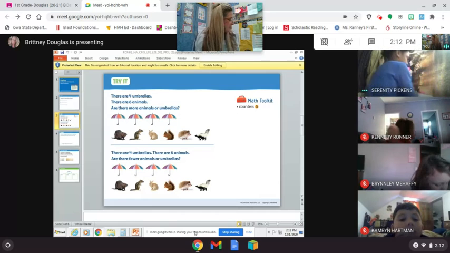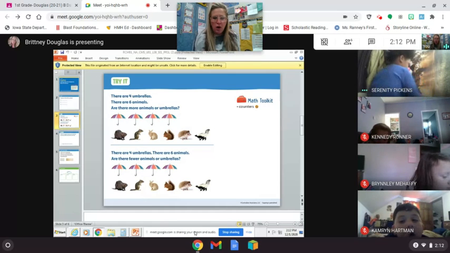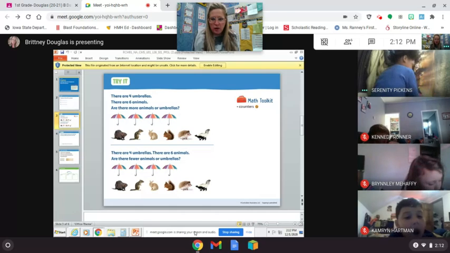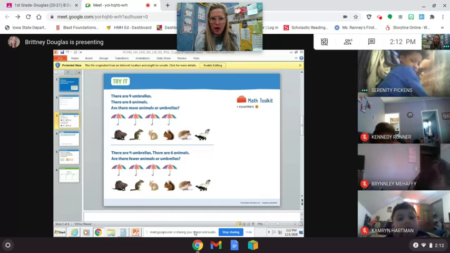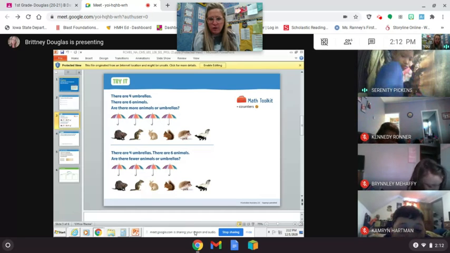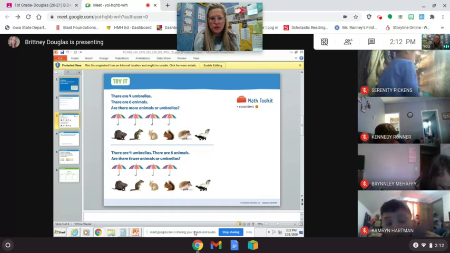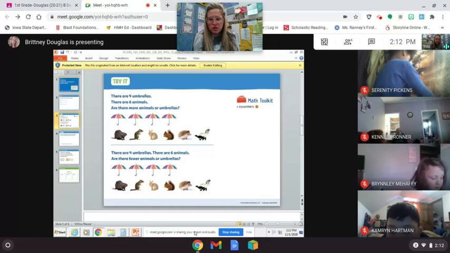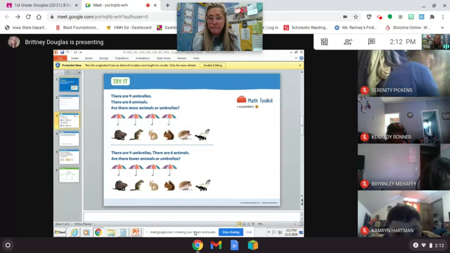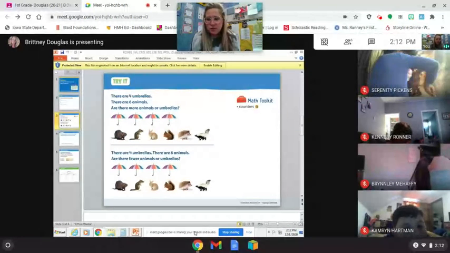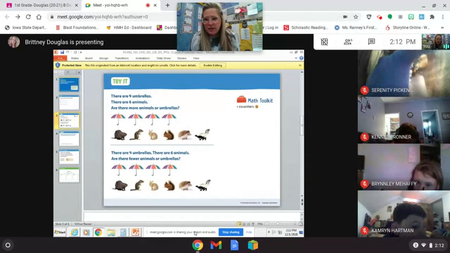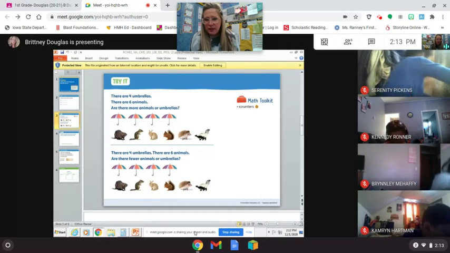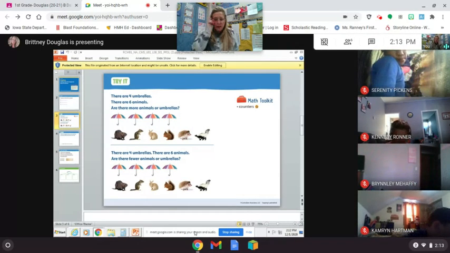So on page 165, the very first problem says, there are 4 umbrellas. There are 6 animals. Are there more animals or more umbrellas? Okay, so it wants you to figure out which there is more of. It's pretty easy to look at the picture and see which one there's more of. But just because we want to get in the habit of practicing this, go ahead and use your pencil. I want you to connect one umbrella to each animal and see how many are without an umbrella. You're going to draw a line from each umbrella to one animal.